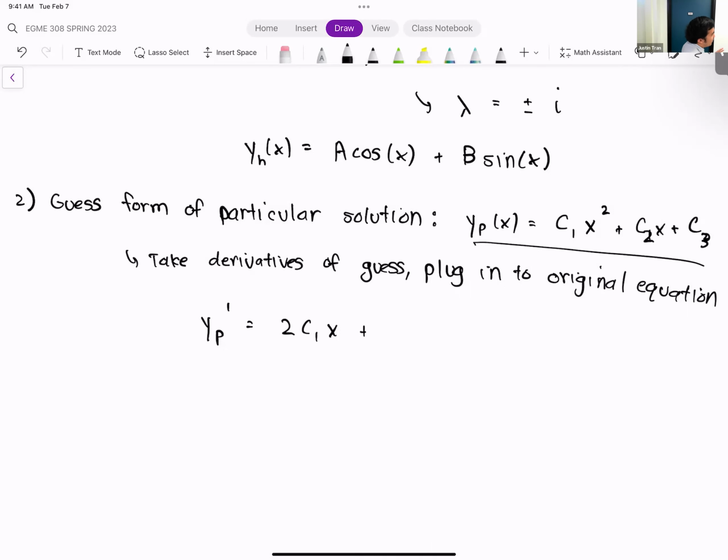All right, so we take the derivative of the new yp, and so yp prime is going to be 2c1x plus c2. C3 goes away because it's just a constant, right? So the derivative of a constant goes away. We're going to take one more derivative because we need to plug in for the second order derivative here. And so we take one more derivative here, we get 2c1. And then c2 goes away because it's just a constant.